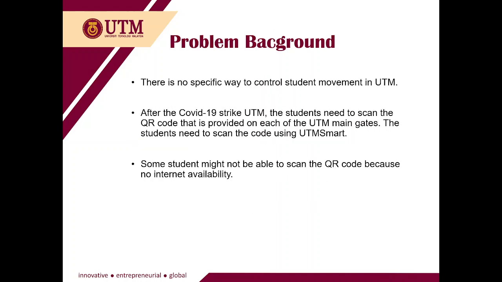For the problem background, there is actually no specific way to control student movement in UTM. After the COVID-19 strike to the UTM, the student need to scan the QR code that is provided on each of the UTM main gates. The student need to scan the code using UTM Smart. Some of students might not be able to scan the QR code because there is no internet availability.